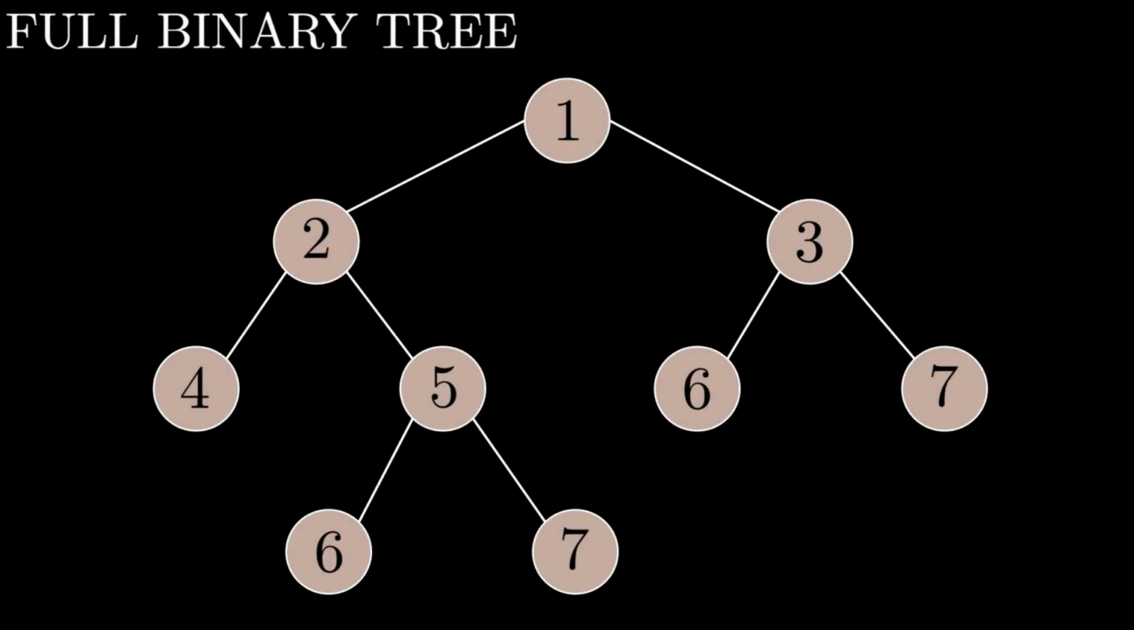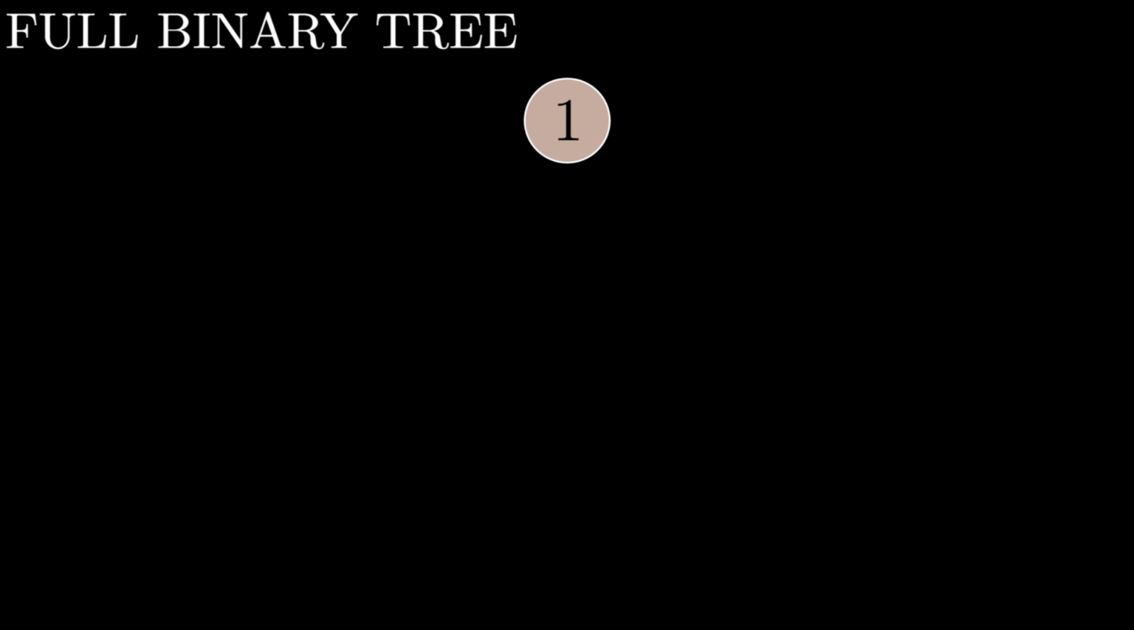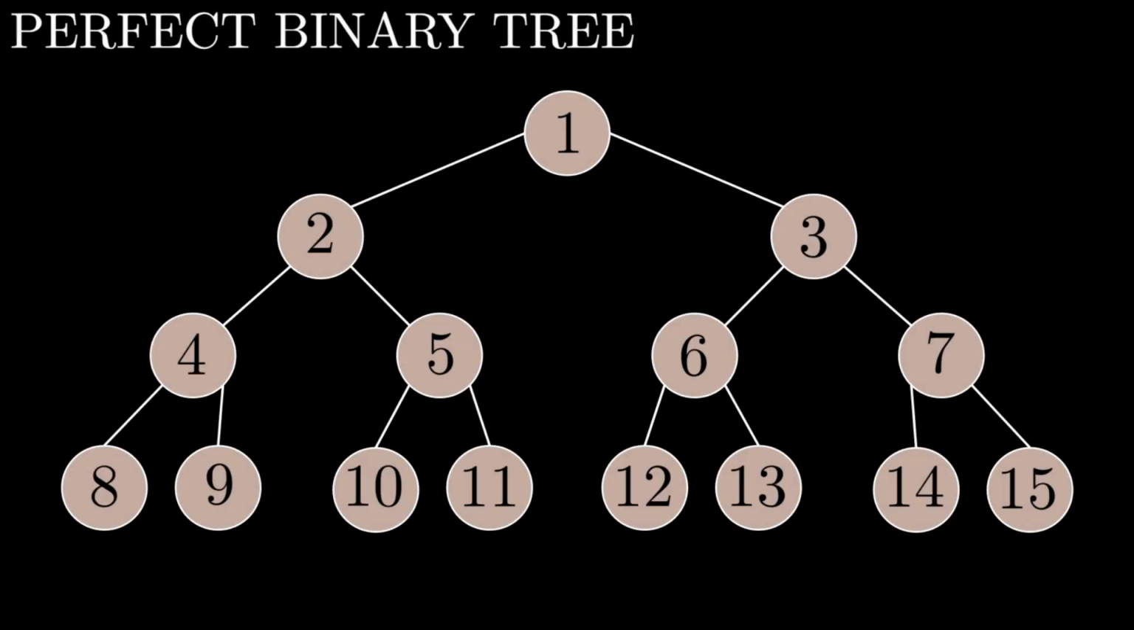A full binary tree is a tree where every node has either 0 or exactly 2 children. So this can either look like a root node with 2 children, where each child is the root of its own full binary subtree, or it can just be a single node. A perfect binary tree is one where all of the internal nodes have exactly 2 children, and all the leaf nodes are on the same level.